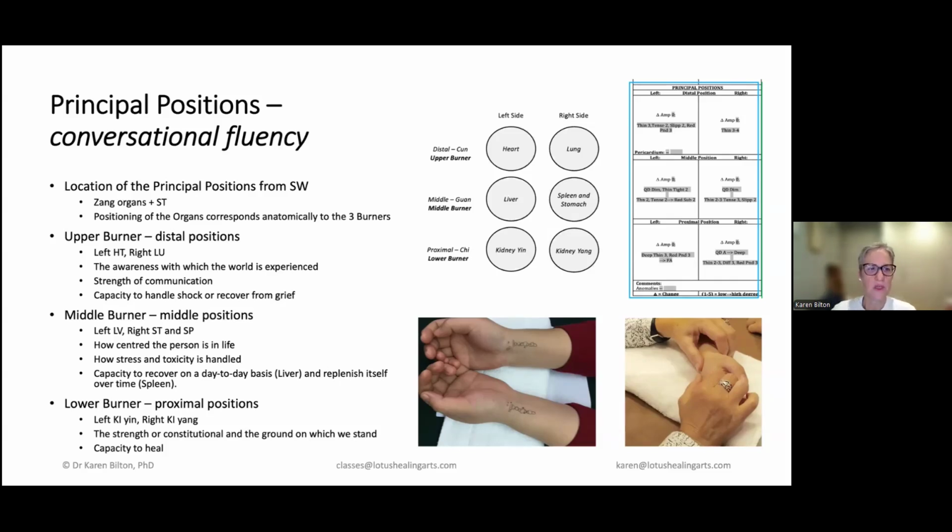Now, the principal positions are the conversational fluency. In this pulse system, we have the upper burner, the distal positions: the left is the heart, the right is the lung.